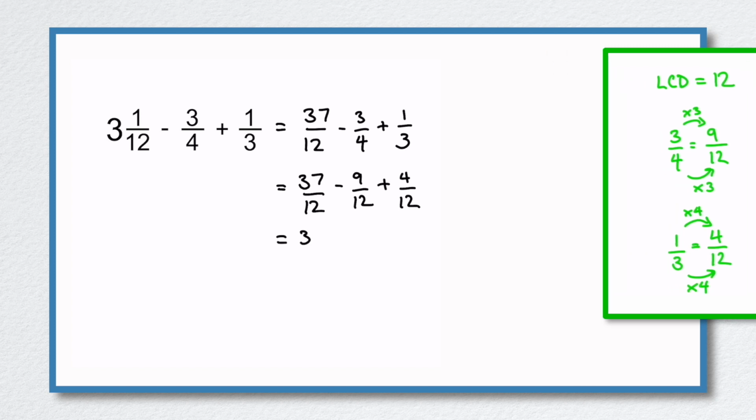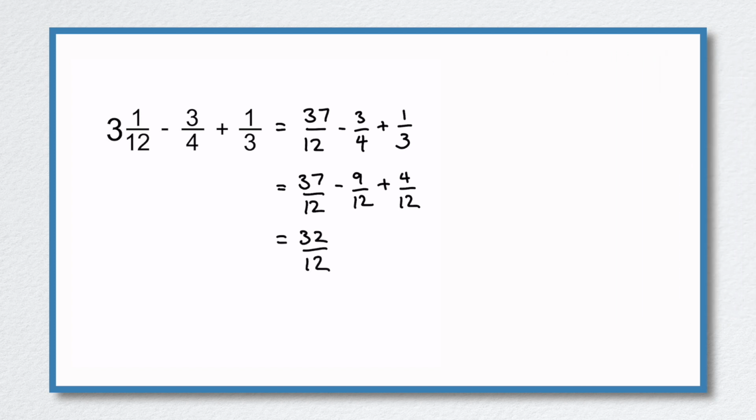So we now have the question 37 over 12, subtract 9 over 12, add 4 over 12. And that comes to 32 over 12. But this fraction can be simplified. If we look at the numerator and the denominator, both 32 and 12 are in the 4 times table. If we divide the numerator and the denominator by 4, well, 32 divided by 4 is equal to 8, and 12 divided by 4 is equal to 3. So we have 8 over 3. And if we wanted to write this as a mixed number, think of 8 divided by 3. Well, 8 divided by 3 is 2, with a remainder of 2. 8 over 3 is the same as 2 and 2/3.